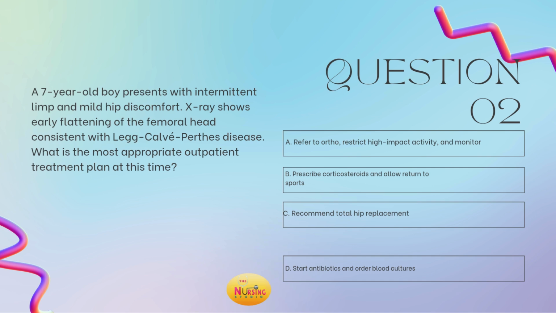X-ray shows early flattening of the femoral head consistent with Legg-Calvé-Perthes disease. What is the most appropriate outpatient treatment plan at this time? Is it A, refer to ortho and restrict high impact activity and monitor? Is it B, prescribe corticosteroids and allow return to sports? Is it C, recommend total hip replacement? Or is it D, start antibiotics and order blood cultures?